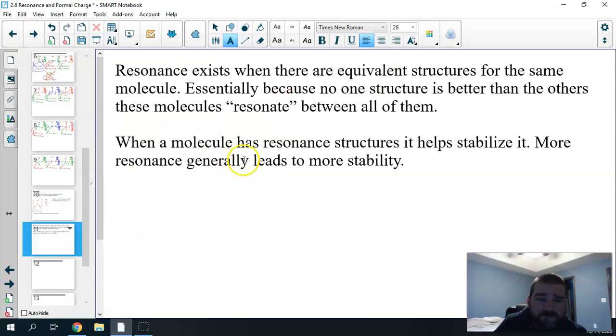All right, so resonance exists when there are equivalent structures for the same molecule. Essentially because no one structure is better than the others, these molecules resonate between all of the structures. When a molecule has resonance structures, it helps stabilize it. More resonance generally leads to more stability.